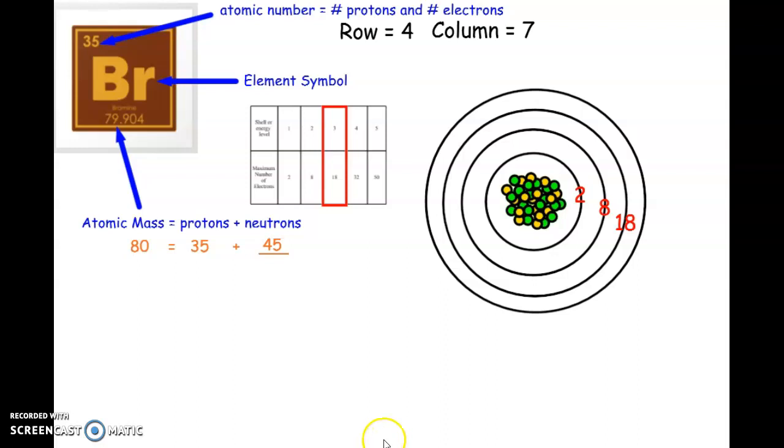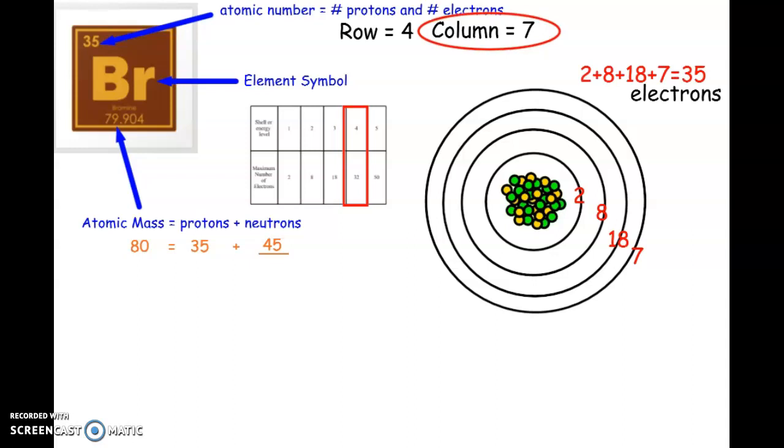Here's the interesting thing. The column 7 at the top is telling us how many electrons are in the outermost ring. 7. So the rows tell you how many rings, and the column number tells you how many electrons are in the outermost ring. So in this case, if we would add up 2 plus 8 plus 18 plus 7, we would get 35 electrons. And by the way, if you look at bromine, bromine's atomic number is 35, which means it has 35 protons and 35 electrons.